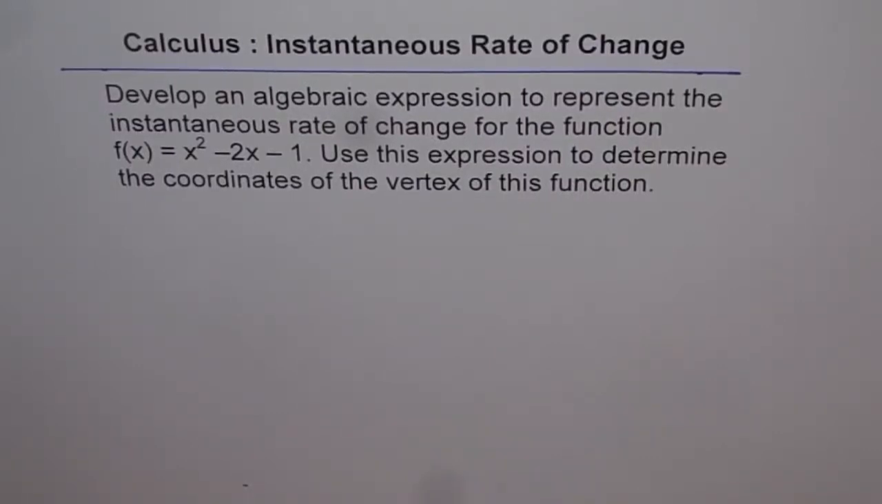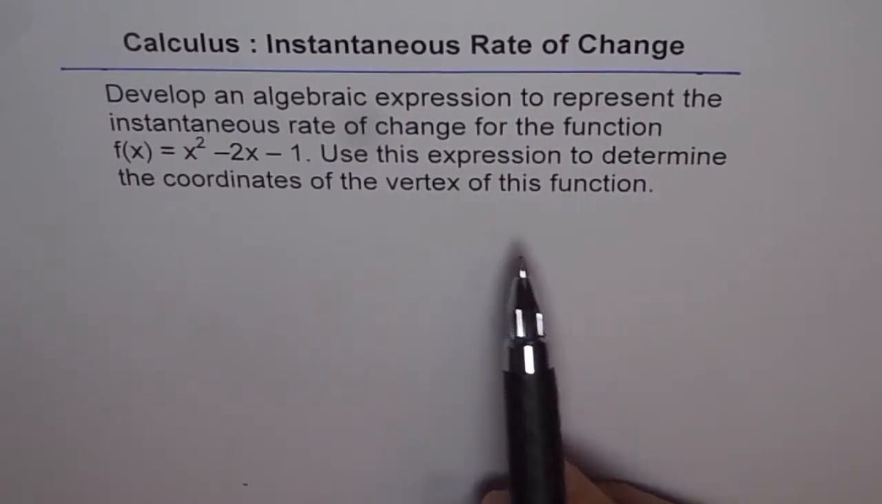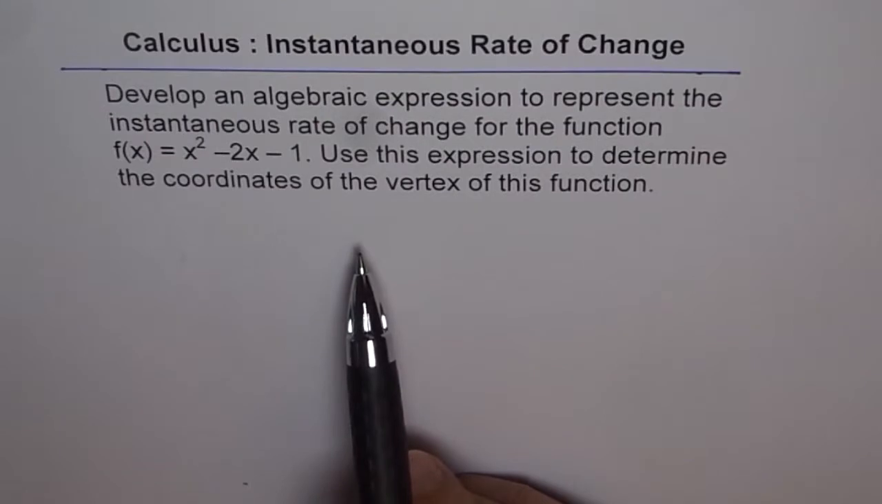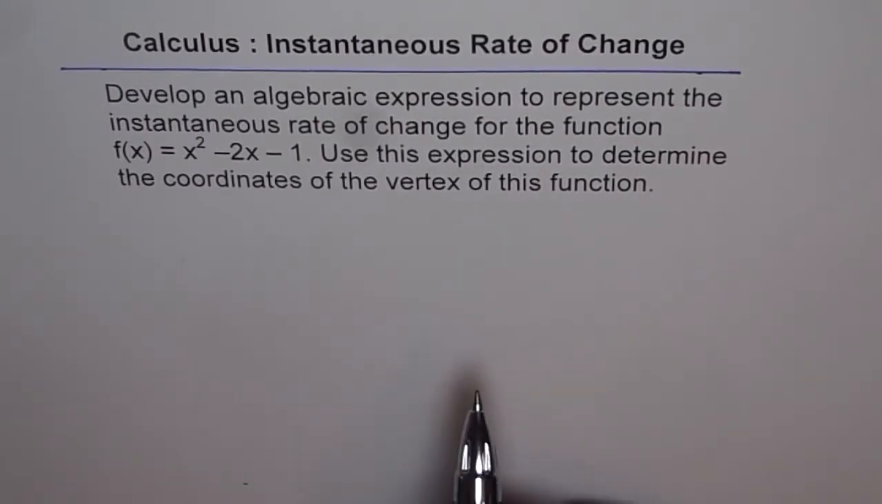Instantaneous rate of change. Develop an algebraic expression to represent the instantaneous rate of change for the function f of x equals x squared minus 2x minus 1. Use this expression to determine the coordinates of the vertex of this function.